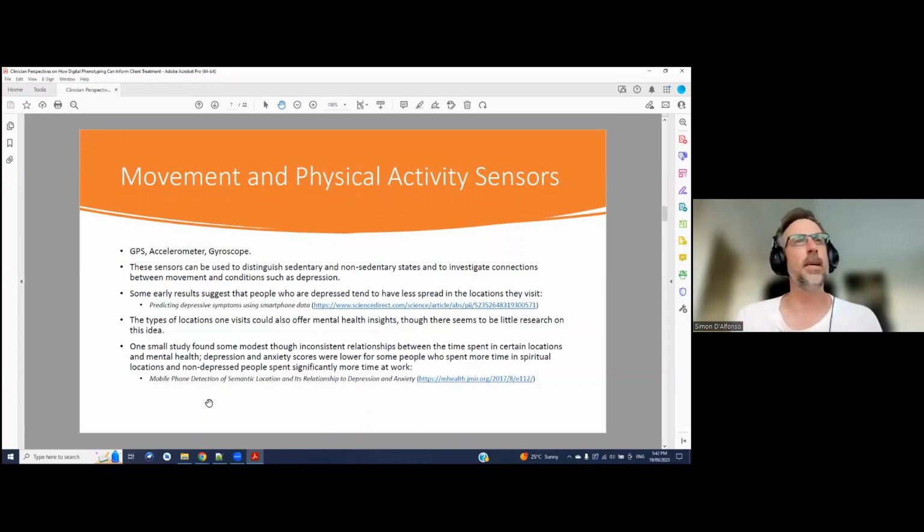I like this idea. One small study found some modest, though inconsistent relationships between the time spent in certain locations and mental health. Depression and anxiety scores were lower for some people who spent more time in spiritual locations, and non-depressed people spent significantly more time at work. So beyond just getting quantitative geolocation features, trying to also identify semantic places where people are visiting and how that might connect to their mental health. The paper is titled Mobile phone detection of semantic location and its relationship to depression and anxiety.